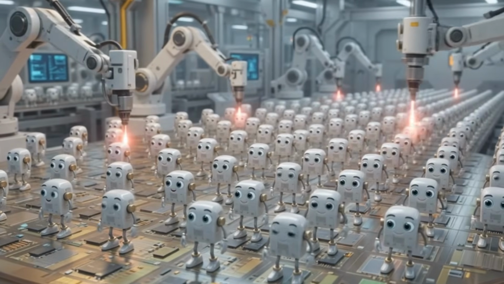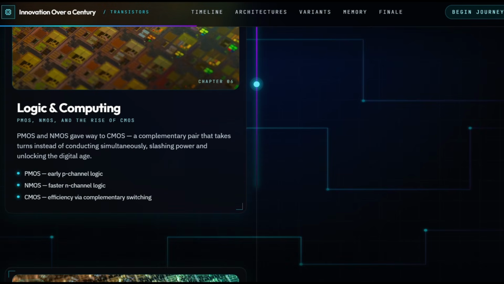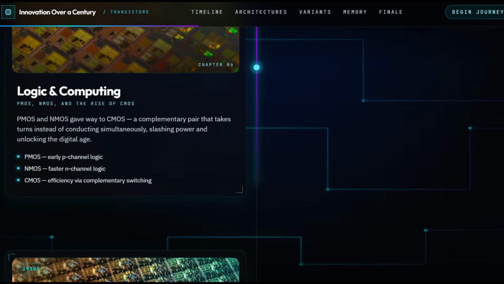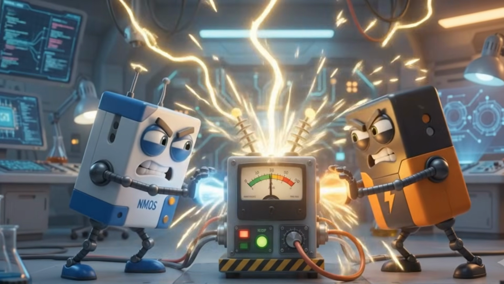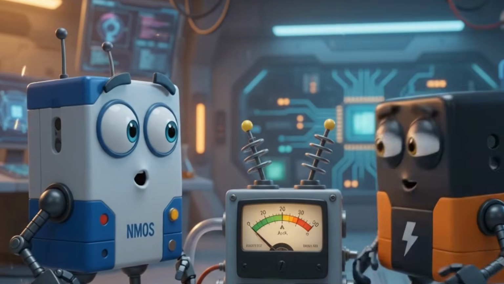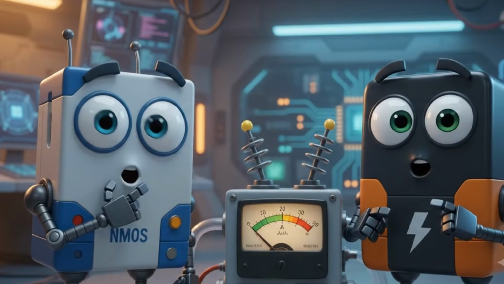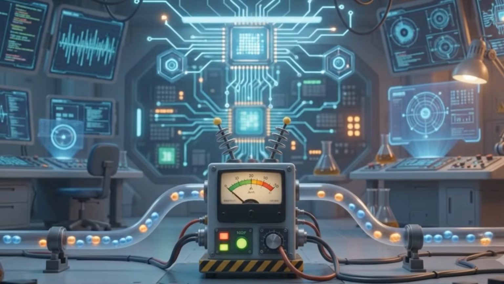From there, an entirely new family tree started emerging: PMOS and NMOS logic families, eventually leading to CMOS, combining NMOS and PMOS transistors in a complementary way, which later became the backbone of almost every modern IC. But wait a second, just combining two transistor types should not automatically make a circuit power efficient, right? Think about it. Here's a hint: they take turns rather than speaking at the same time.